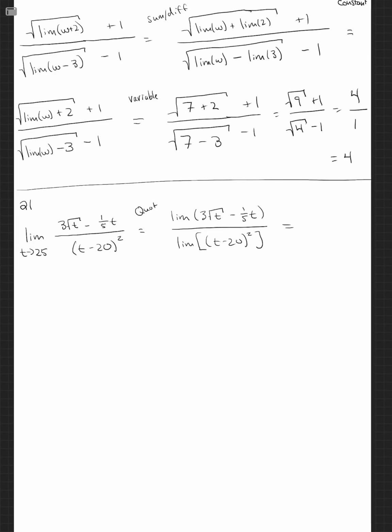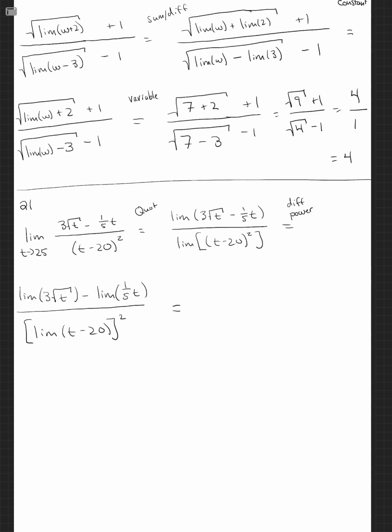Right, and here I'm going to use the difference rule up top, and I'm going to use the power rule on the bottom to get the limit of 3 root t minus the limit of 1/5 t, all over the limit of t minus 20 squared.